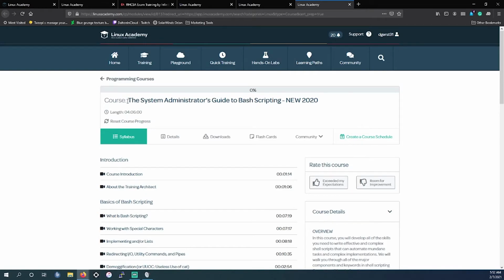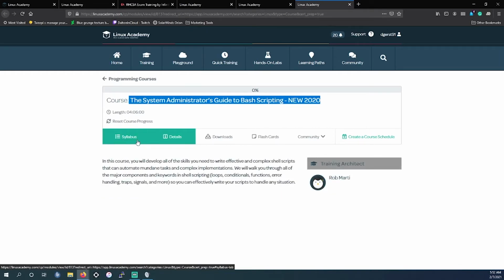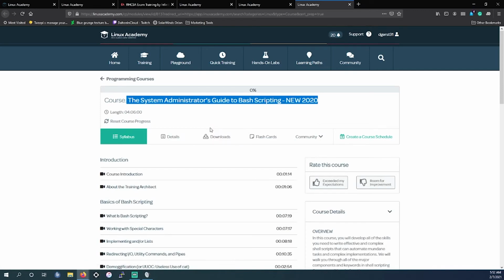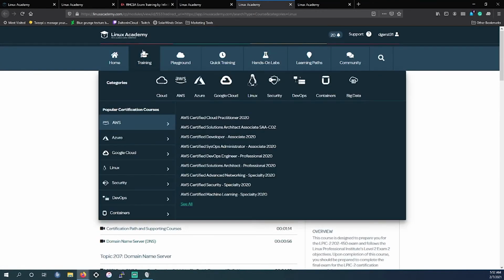And then this is more of just a supplementary course. It's not really specific to any certification prep. This is taught by Rob Marty. This is the System Administrator Guide to Bash Scripting, and this is one of the newer ones. It was just created at the end of 2020. So that's going to be more of your associate-level certification courses you could look under.